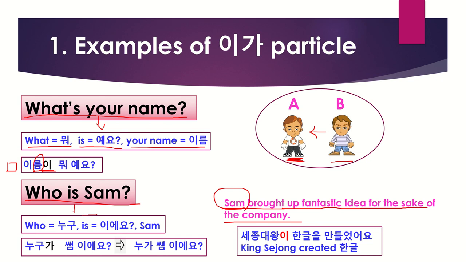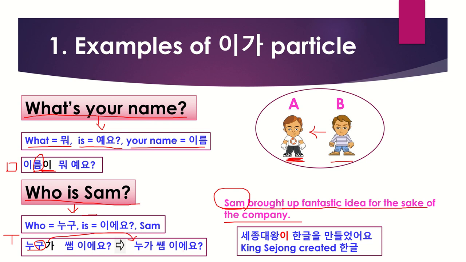Alright, so let's break down who's Sam. In Korean, 누구 is 이에요 and Sam. Okay, so 누구 is the subject. 구 ends with a vowel, 우. Okay, so particle 가, 누구가 쌤이에요. But 누구가 is awkward, alright? So it's contracted like this, 누가. So 누가 쌤이에요? Okay.